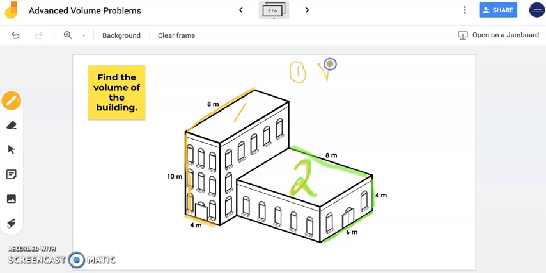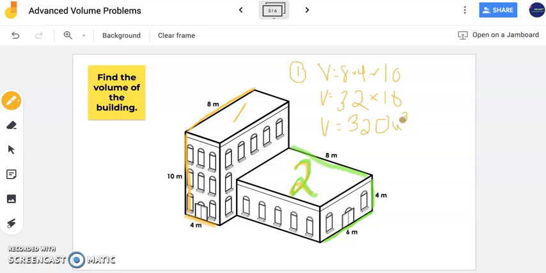I'm going to take my volume, 8 times 4 times 10. So now here I have 8 times 4, which is 32, times 10. Once I do 32 times 10, I have a volume of 320. However, I'm not completely finished. I found the volume of rectangular prism 1, that's 320 cubic units or units cubed.